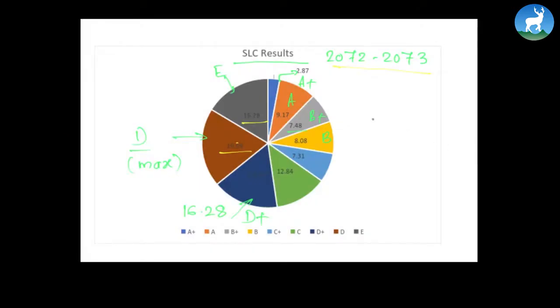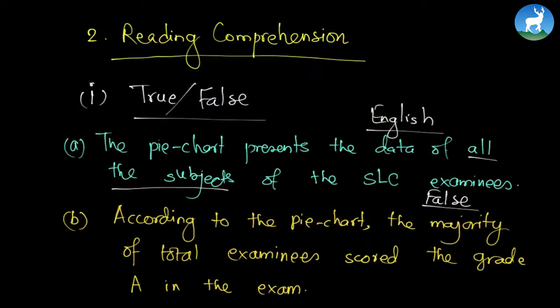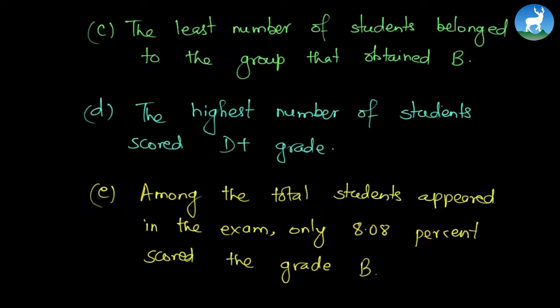Did the student score A? Did the majority of the students score A? No. The maximum percentage of people score D. Right? Then we are going to write false as the answer. Now these are the last three questions.